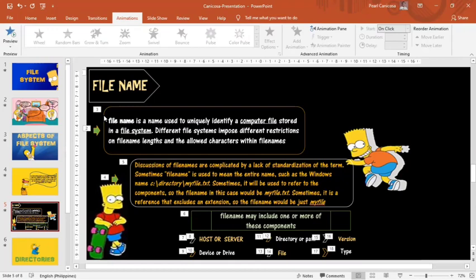A file name may include one or more of these components: host or server, second is device or drive, directory and path, next is file, version and type. Next is directories.